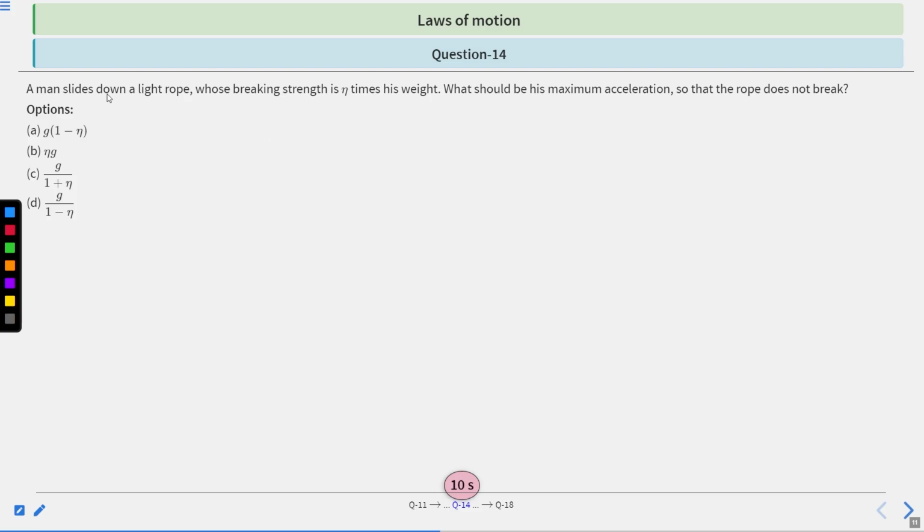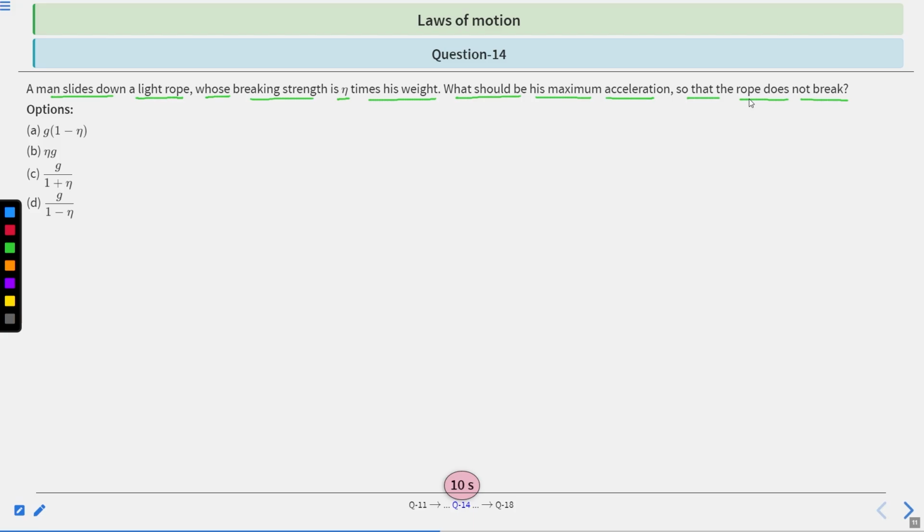Question is, a man slides down a light rope whose braking strength is eta times his weight. What should be his maximum acceleration so that the rope does not break? Clear? The question asks about the maximum acceleration. The given options are: A, g(1 minus eta).